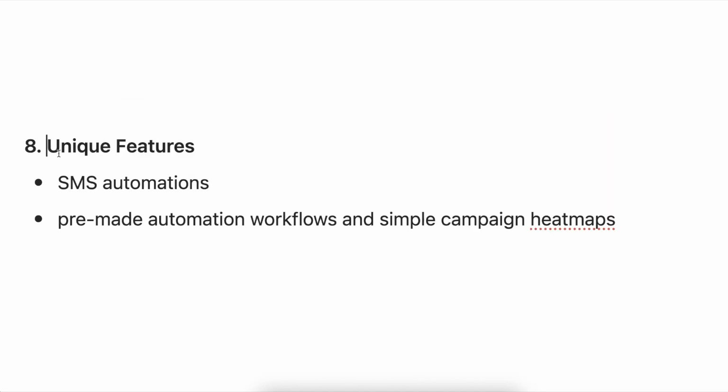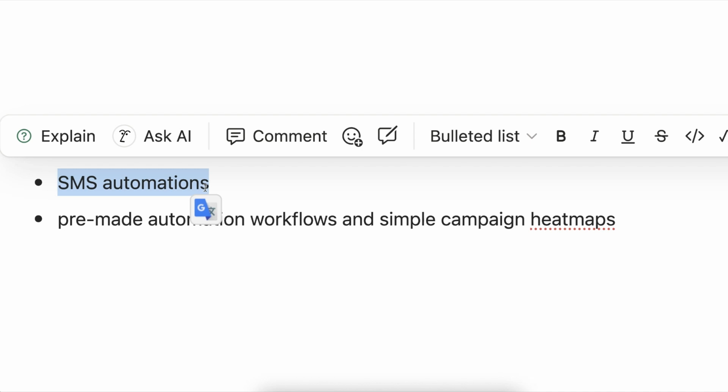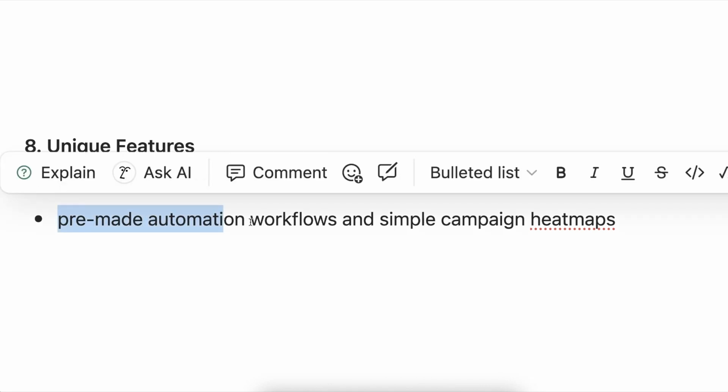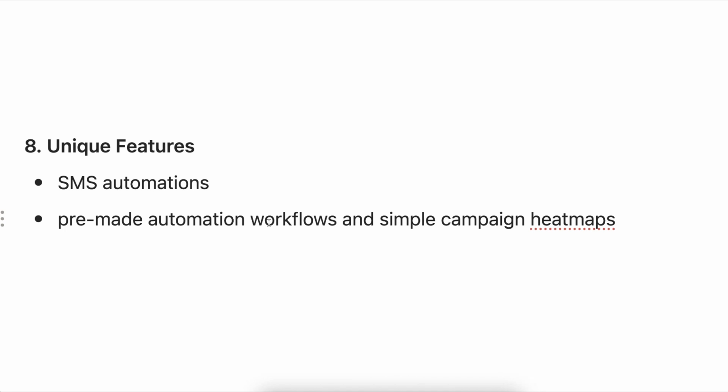A couple of unique features is SMS automation. So aside from email, you also have SMS. So you can actually do omni-channel marketing. And it has a bunch of, as I showed before, pre-made automation workflows that you can use. This includes SMS as well, so you can use both together, SMS and email marketing. And it also has heat maps when it comes to emails.